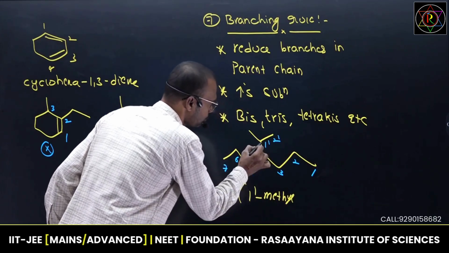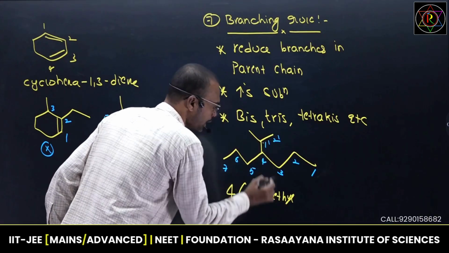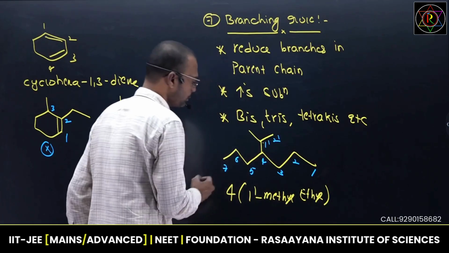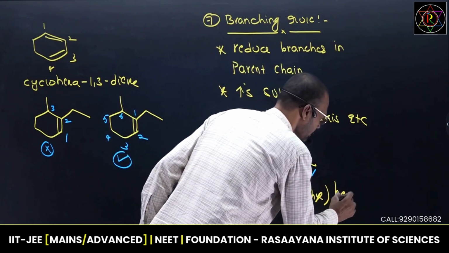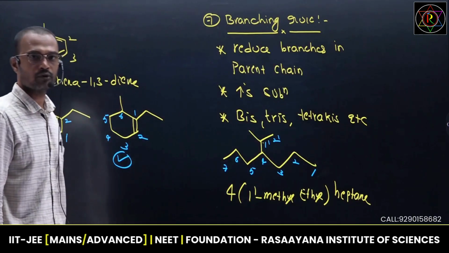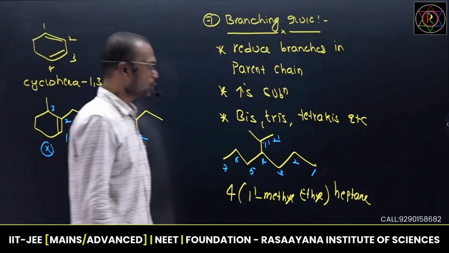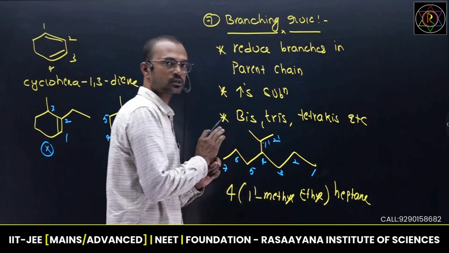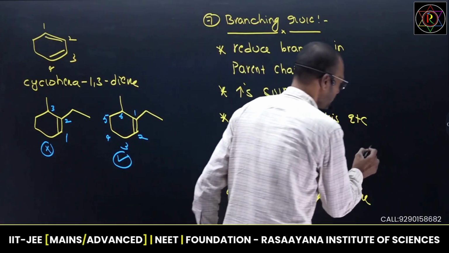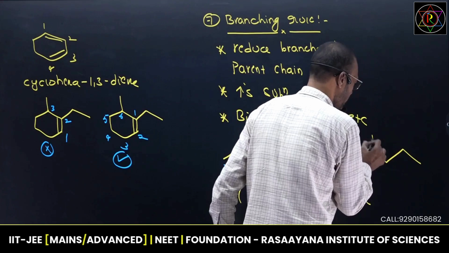1 dash, 1 dash methyl, and here the longest chain carries 2 carbons. I can write ethyl. Ethyl, total number of carbons are 7. I can write heptane. Okay, that is a way of selection. So don't think that if this kind of substitutions are present, they always belong to branches. Sometimes it may be a substitution if you see properly.